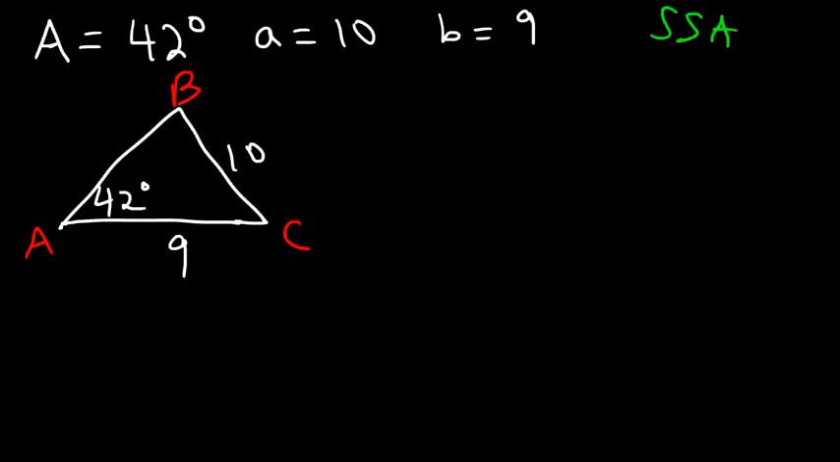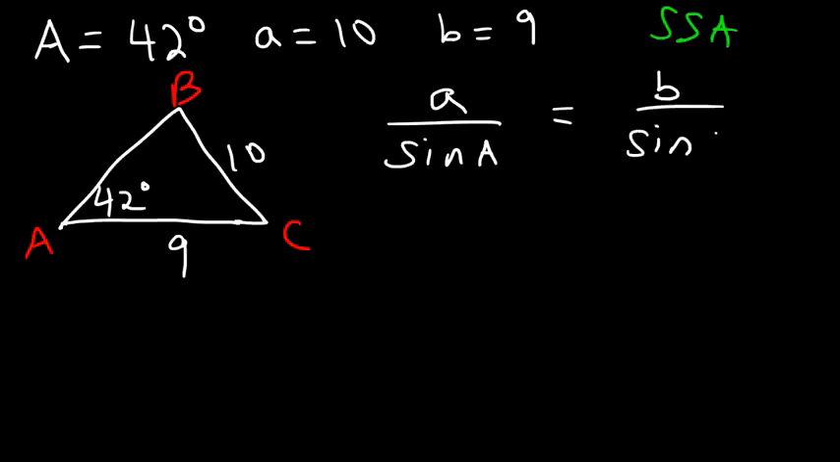Let's start by finding angle B. So we're going to use this formula: A over sine A is equal to B over sine B. A is 10, angle A is 42.